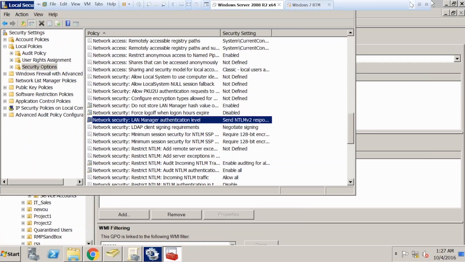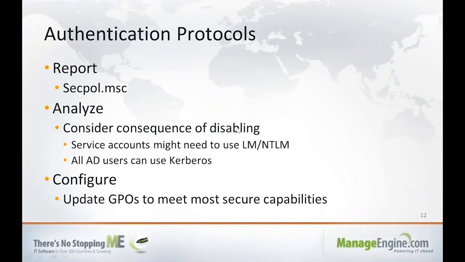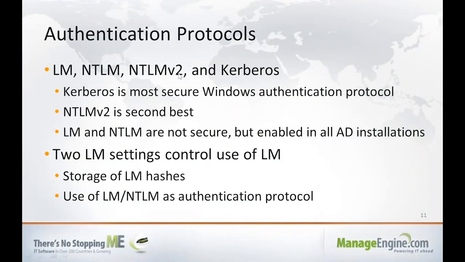Well, we have multiple authentication protocols, right? We have Kerberos, NTLM v2, NTLM, and LAN Manager. When users log on to Active Directory, they're using Kerberos 99.9% of the time. When users are accessing resources, typically they're going to use Kerberos or NTLM v2. Then when are NTLM and LAN Manager used?